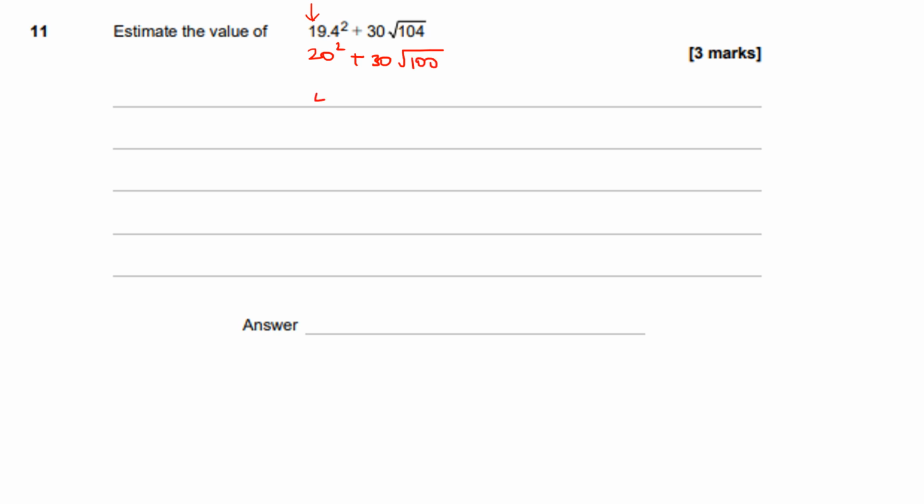So 20 squared is 400, plus 30 times square root of 100, which is 10. So you've got 400 plus 300. The final answer is going to be 700. And that's how we get 3 marks from this question.